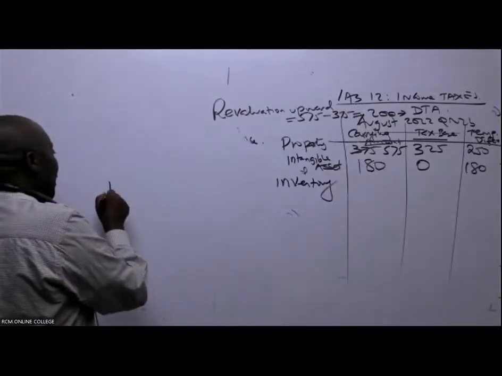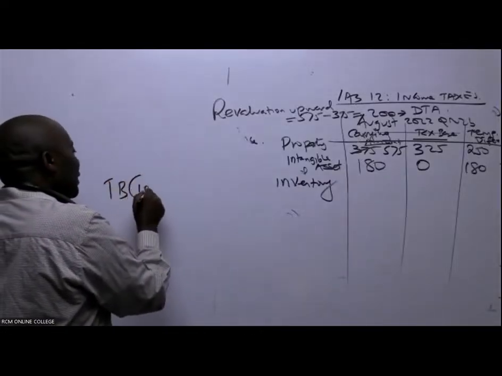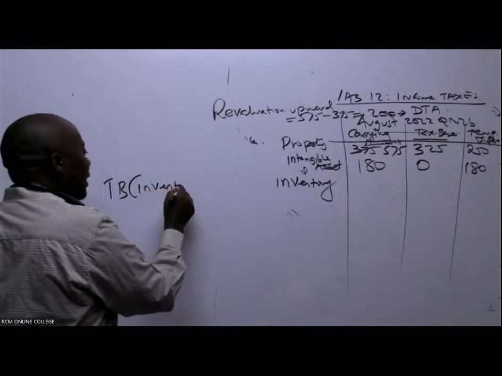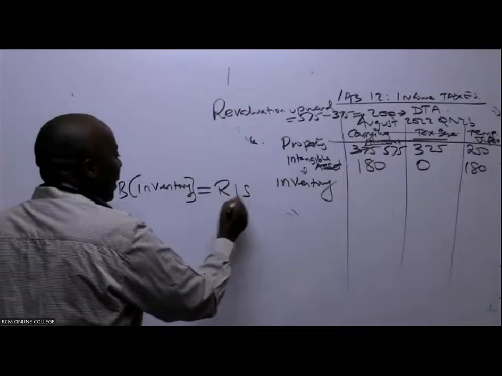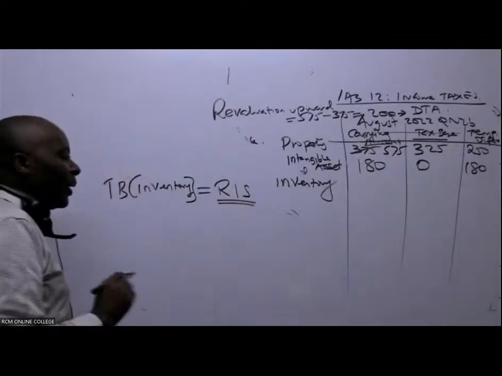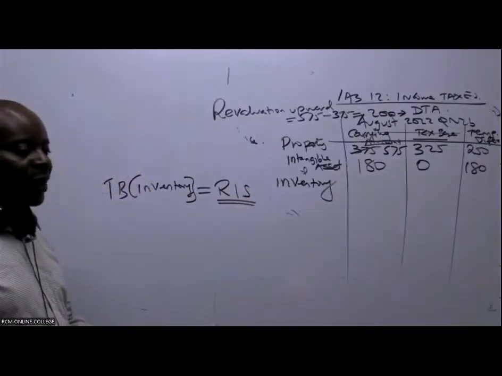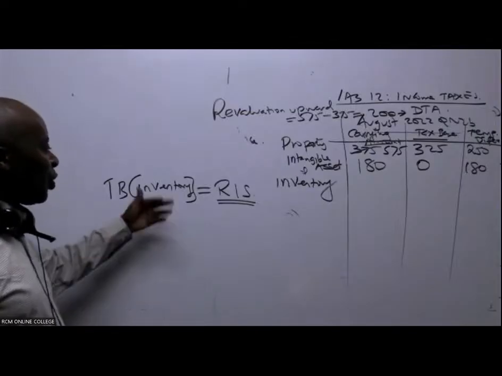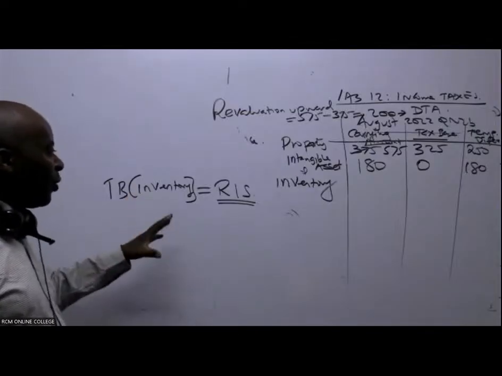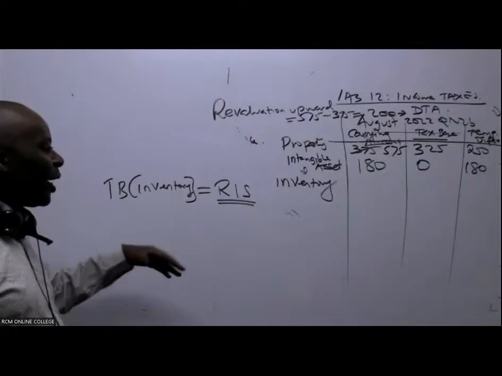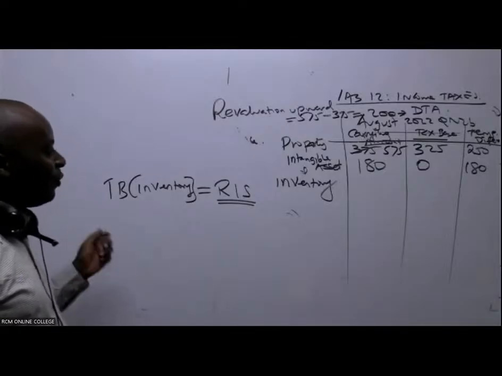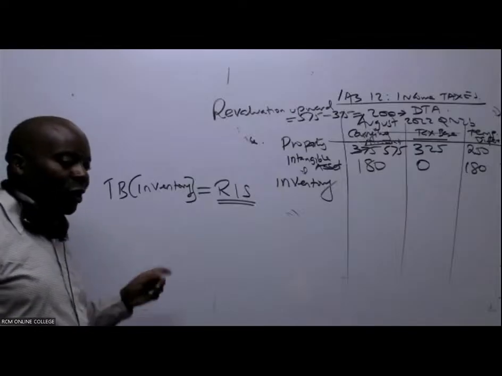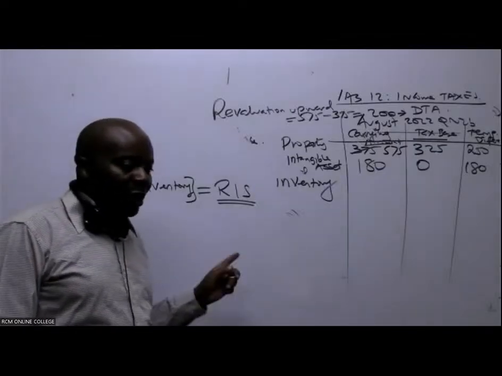Now remember, the tax base for inventory will always be equal to the remaining intra-sales. That's how I master it myself. The tax base of this inventory is all in between a component in the group and another component. So the tax base of inventory will always be equal to the remaining intra-sales.